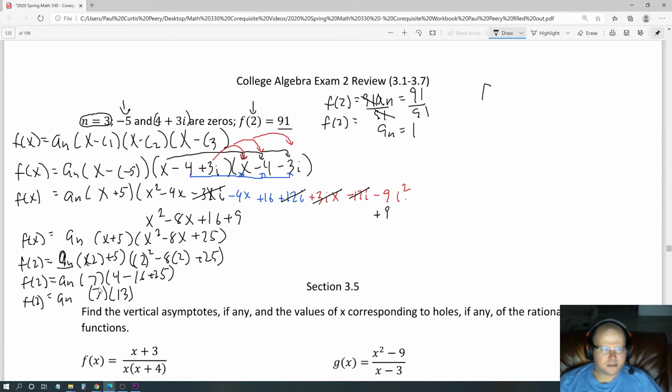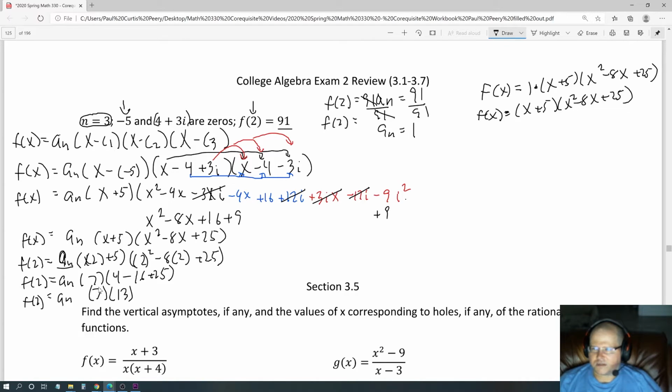Okay, so now let's rewrite it. Now we have f of x is equal to, I'll plug a 1 in there first, and that gives me (x plus 5) times (x squared minus 8x plus 25). So f of x is equal to just plain old (x plus 5) times (x squared minus 8x plus 25).